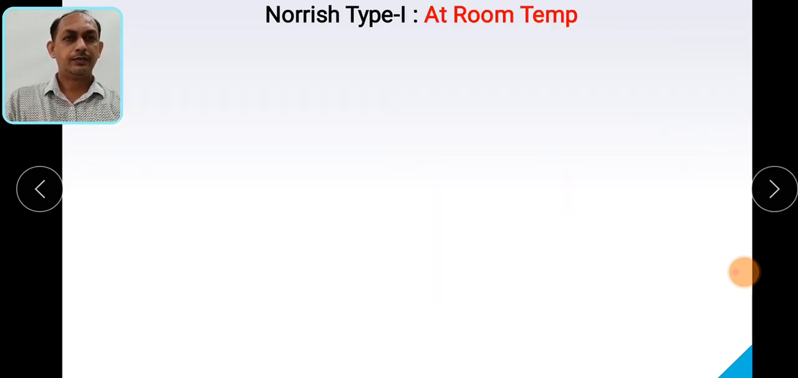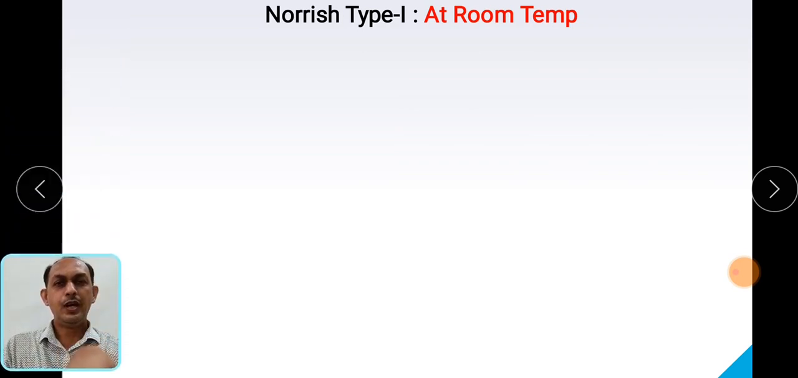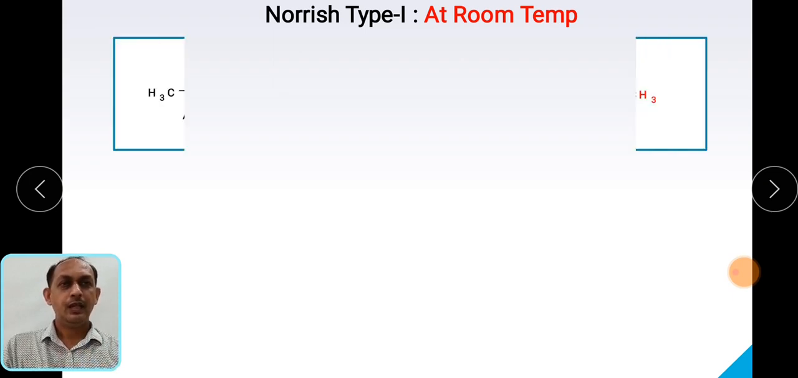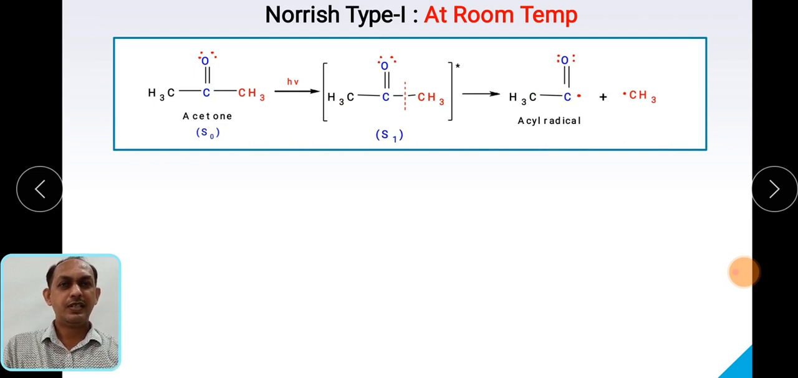So this is the mechanism you can expect in the case of ketones. Now we are going to see the second criterion, the free radical mechanism carried out at room temperature. Earlier, what we have seen is at a higher temperature, that is 100 degrees Celsius. It is quite selective, where we can expect the molecule to end with a single species. At room temperature, the same acetone will undergo excitation to the singlet excited state, and you will get the formation of acyl radical and methyl radical. The first step is the same at room temperature.